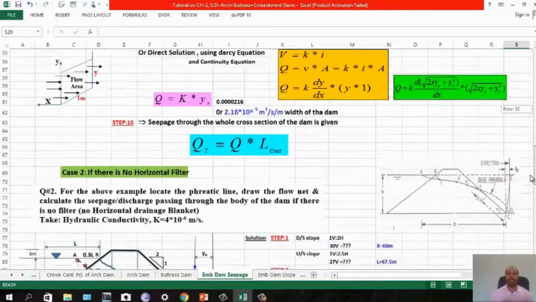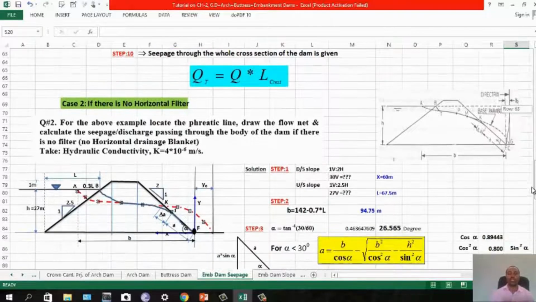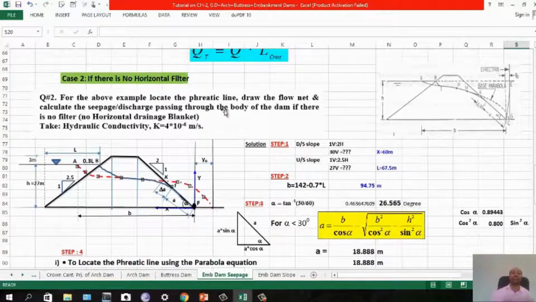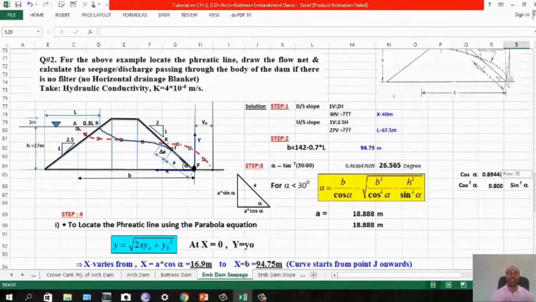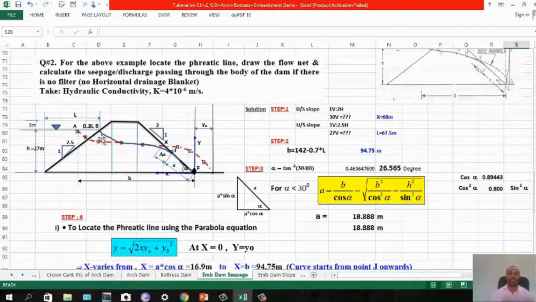Next method is if there is no horizontal filter or drainage blanket. For the same example, locate the phreatic line, draw the flow net, and also calculate the seepage or discharge passing through the body of the dam if there is no filter. Take hydraulic conductivity 4 times 10 to the power of -6. Now you can see step one, just the same dimensions you are using. This is a theoretical phreatic line.